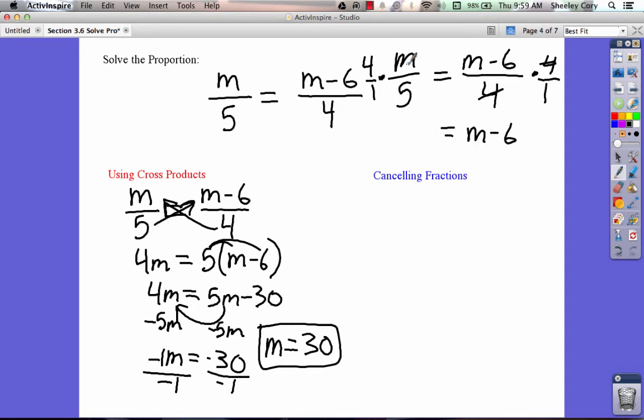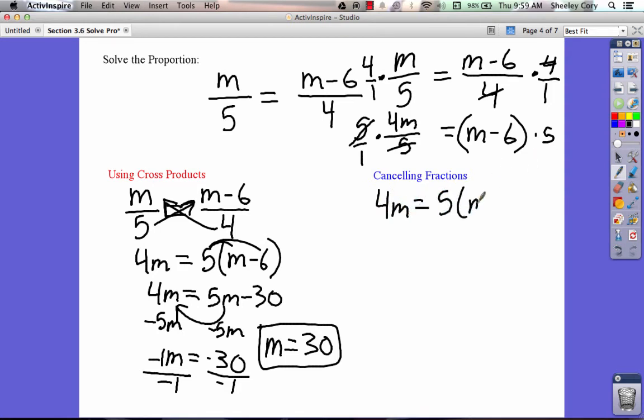4 times m is 4m. 1 times 5 is 5. Now we just got to cancel this denominator. Multiply by 5. Multiply this side, okay, by 5, the whole thing, right? So 5 cancels there, 5 cancels there, and we get 4m equals 5 times m minus 6.